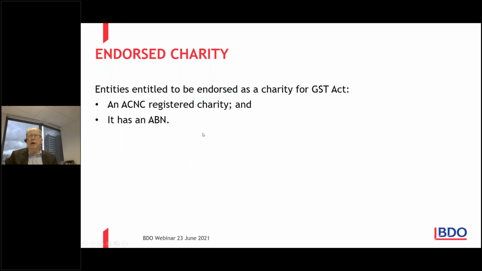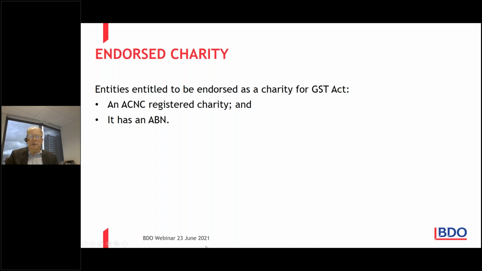So you're entitled to be endorsed if you're an ACNC registered charity and you have an ABN. Well, it's pretty hard to be an ACNC registered charity without an ABN, because you need an ABN to start your registration. But I guess you just have to make sure you don't let the ABN lapse for any reason or cancel it, as that will cancel both your ACNC registration and anything under the GST Act. So it's pretty straightforward to do that.